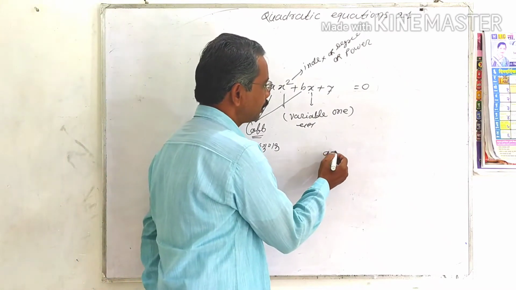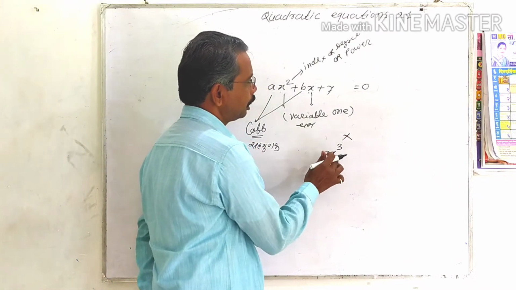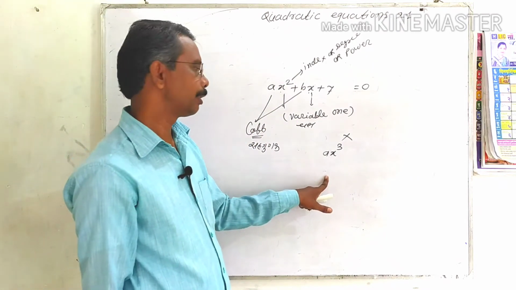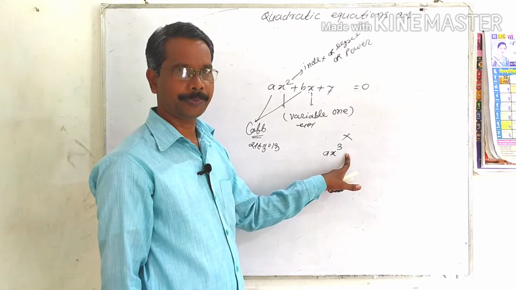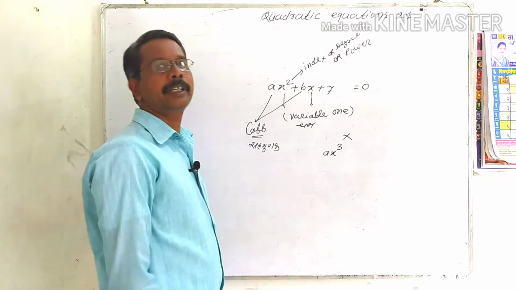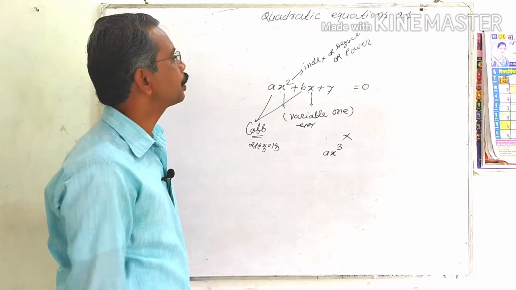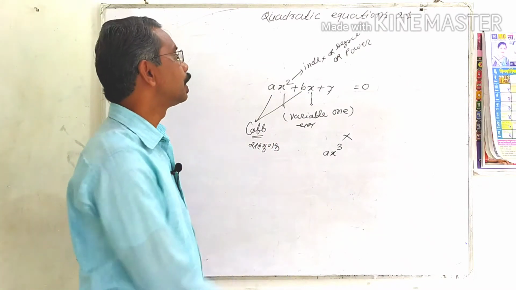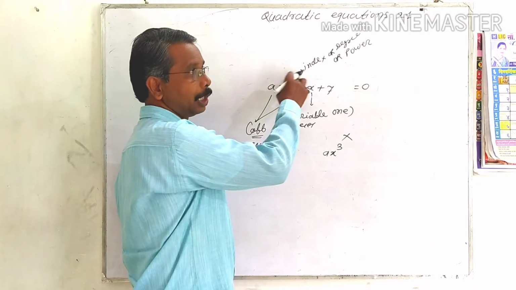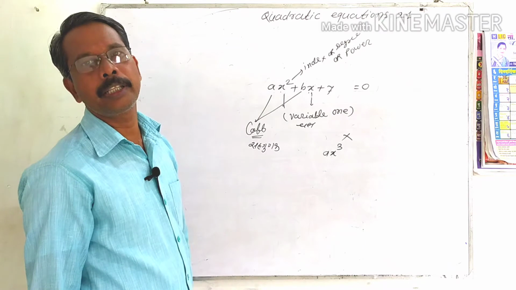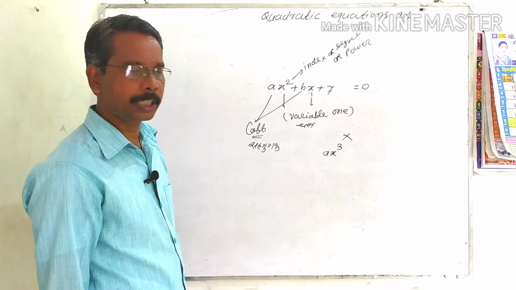For example, this is not quadratic equation because the index is 3. Okay, now it is clear what is meant by quadratic equation. The equation should have only one variable and the maximum index should be 2, not less than 2, not greater than 2, then that is called quadratic equation.